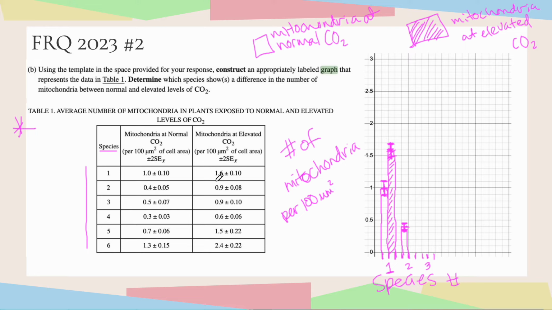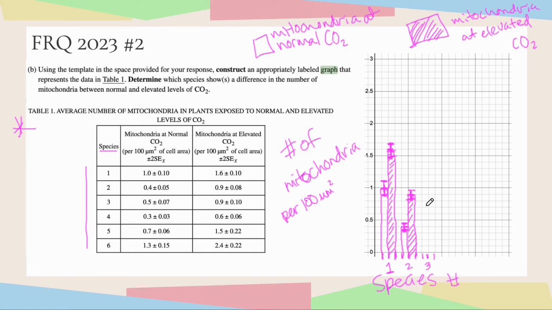Now for the elevated CO2, I have a mean of 0.9, so I'm going to go up to 0.9, like so. I'm going to remember to color this one in since it represents my elevated carbon dioxide numbers. And then my standard error is 0.08, so I'm going to go up by 0.08 and then down by 0.08 from my mean. And then I'm going to draw my bar like so.